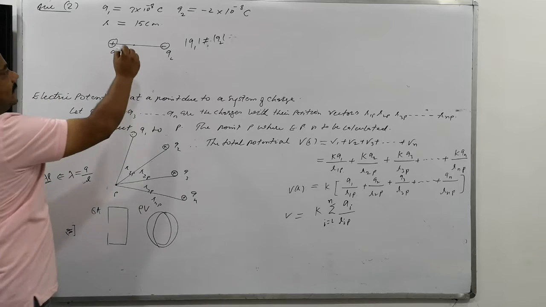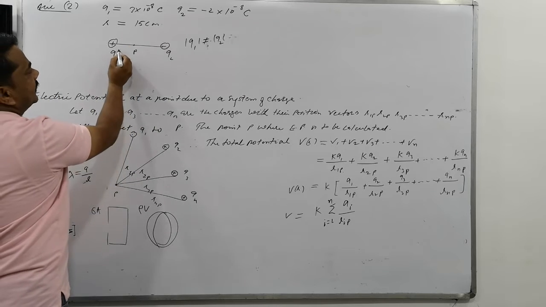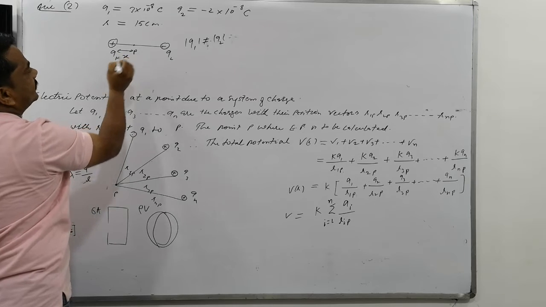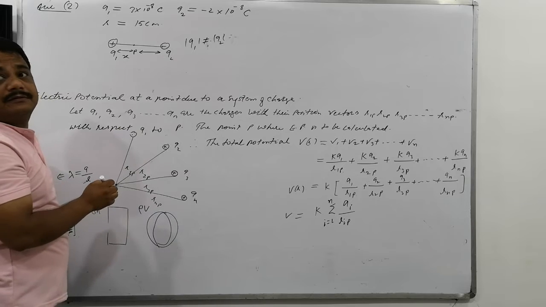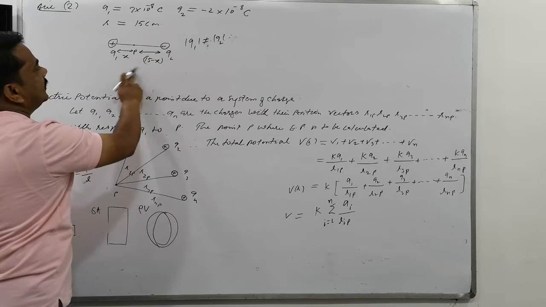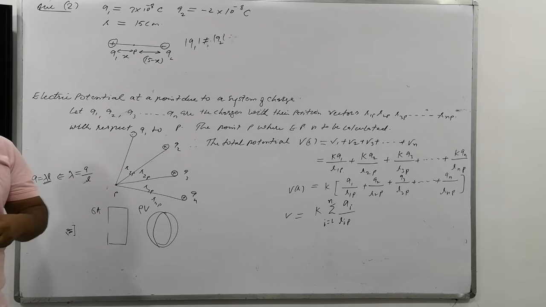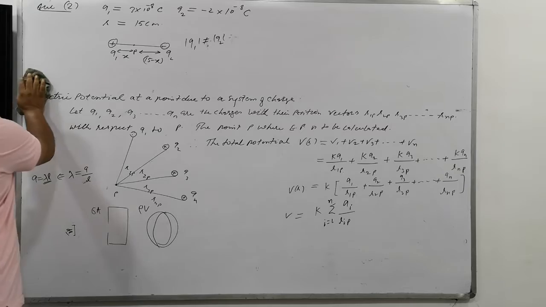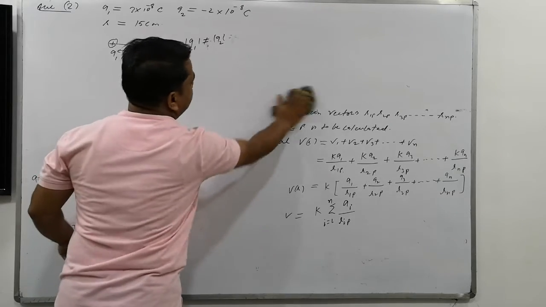So we'll consider there is a point P, suppose. There is a point P which is at x distance from the left charge. So what will be the distance of point P from Q2? It will be 15 minus x. Both the distances are given in centimeter. Clear right now? We are to find out the total potential. Tell me, what will be the total potential?